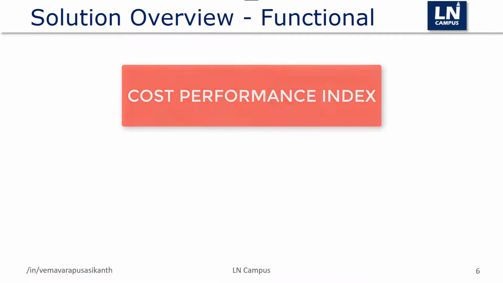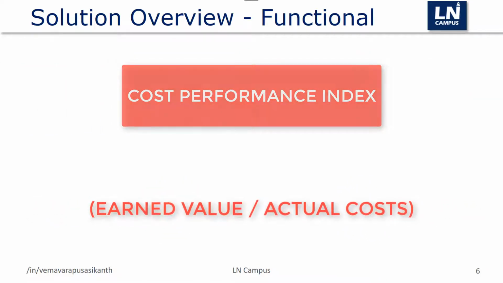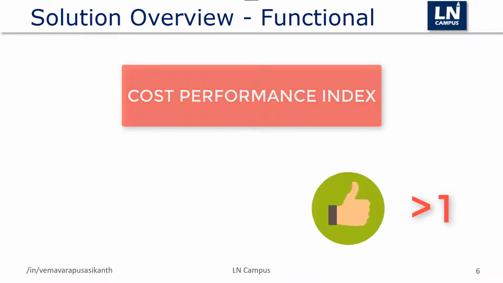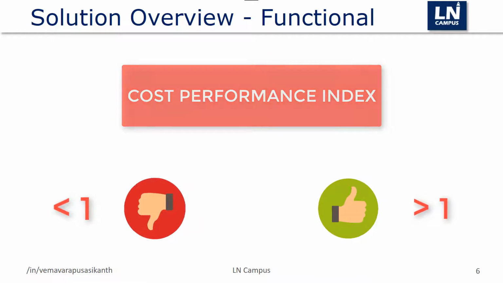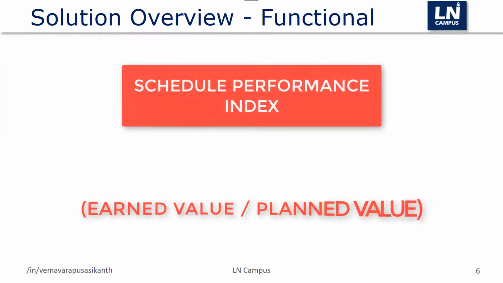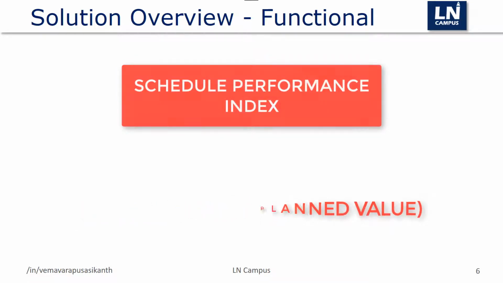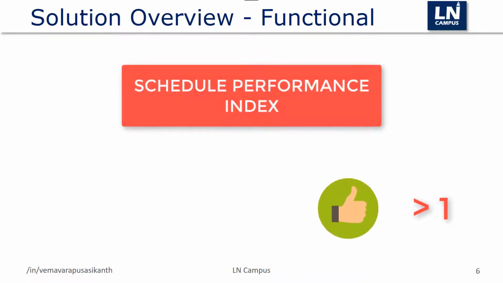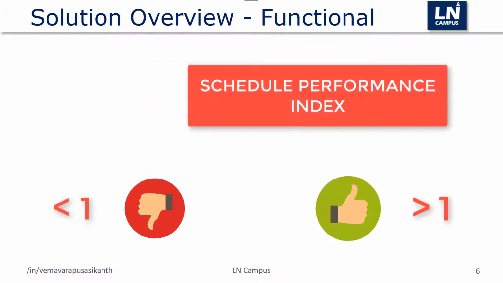Cost performance index. This index will tell us the value or worth of work that we are getting in return for every dollar or rupee that we spent. Greater than one is good, less than one is bad. Schedule performance index. This index will let us know the rate at which we are progressing. Greater than one is good, less than one is bad.